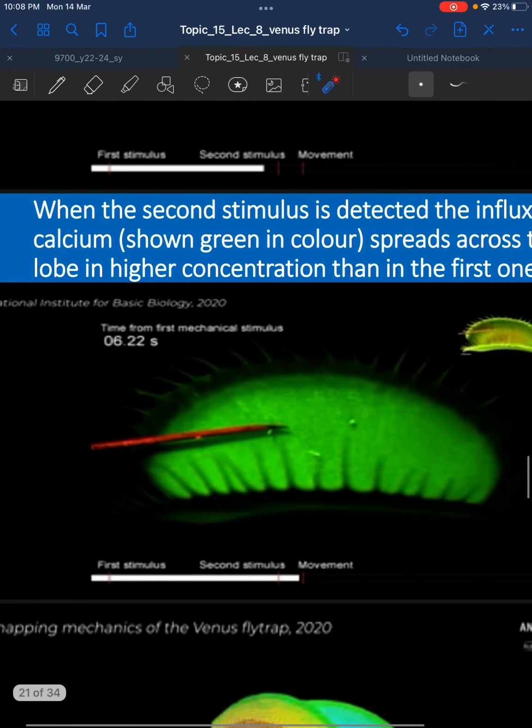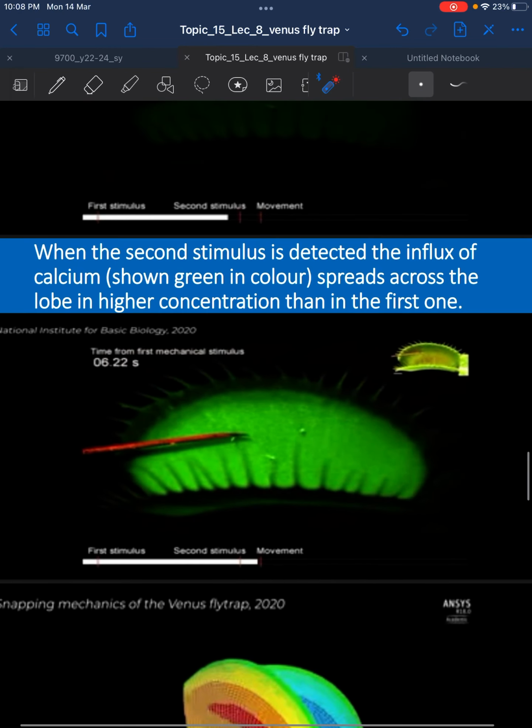So now the second stimulus is detected. You can see it's going back to green, a brighter green. Normally when the second stimulus is detected, the influx of calcium spreads across the lobe in higher concentration than in the first one. So in the second stimulus, more calcium will enter than in the first one, and that causes the action potential.